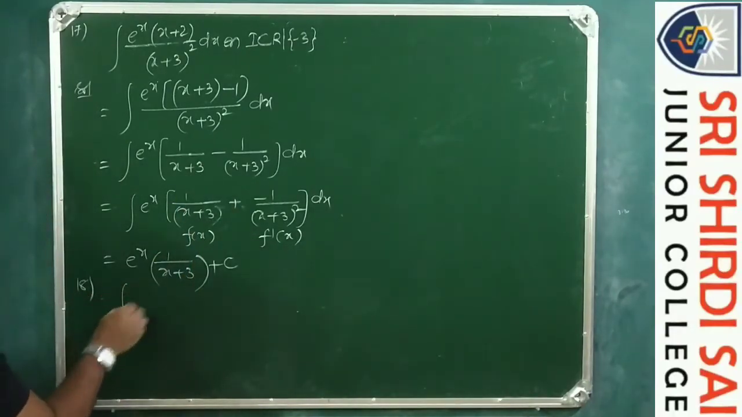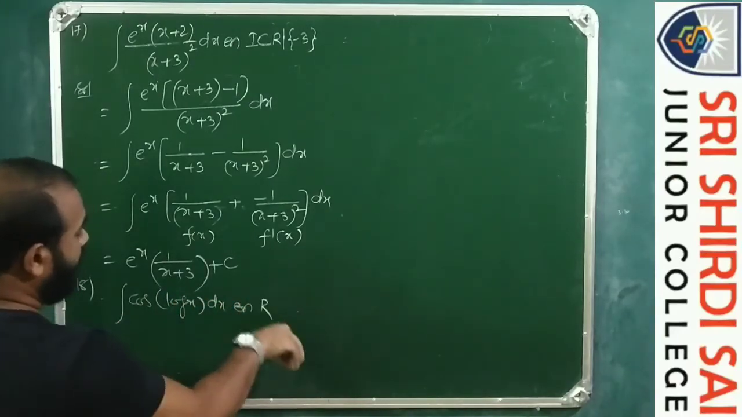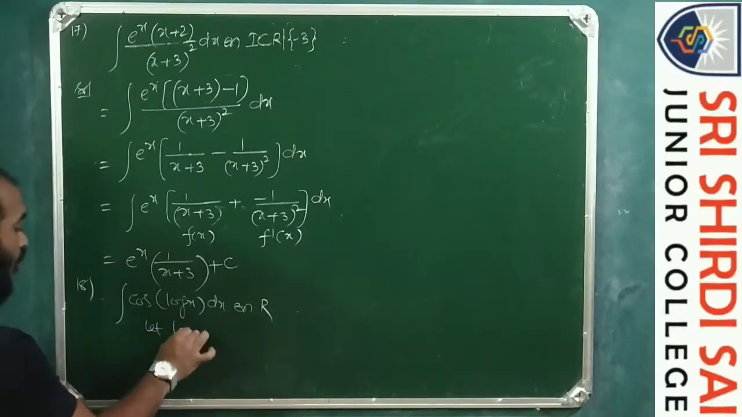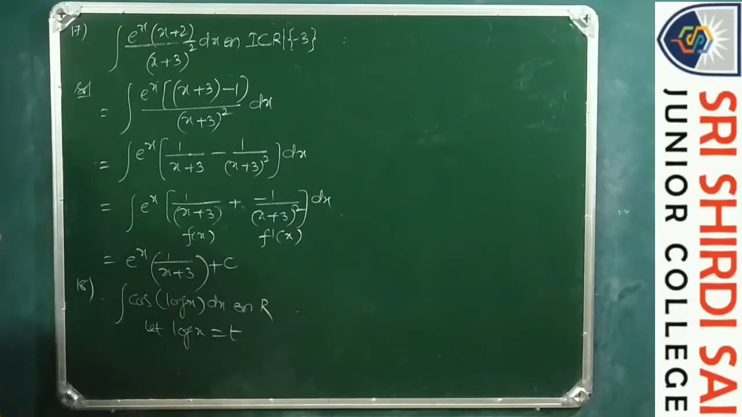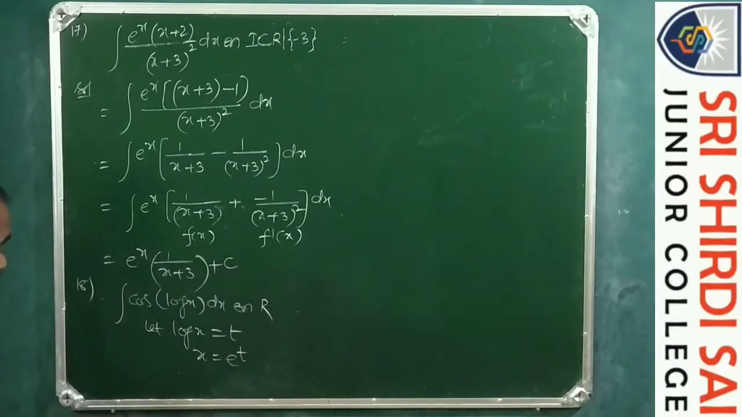The next question is integral cos of log x dx on R. So cos of log x, let log x be equal to t, we will take. If log x is equal to t, then what is x equal to? x is equal to e power t. Okay, x is equal to e power t, since log is to the base e.